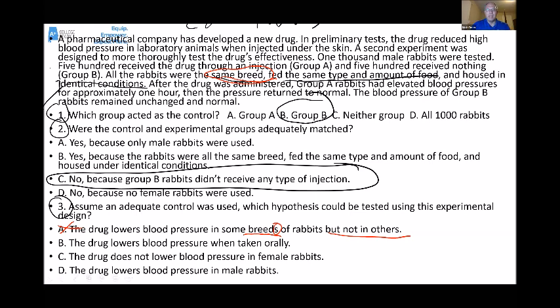So B can't be right either because we didn't administer the drug orally, so that can't be right. C can't be right because we didn't have any female rabbits in either group, so we don't know about the female rabbits. Really, the only hypothesis that we can test here is, does this drug lower blood pressure in this breed of male rabbits? That's really the only thing we can answer. So D would be our correct answer there.